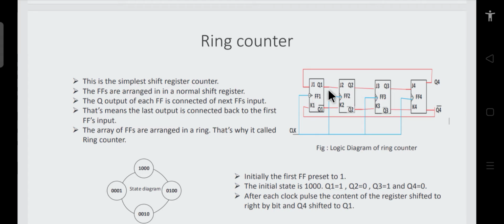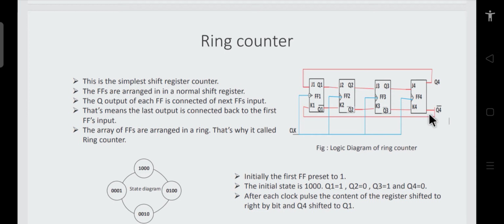The output of the first flip-flop goes to the input of the second, the output of the second becomes the input of the third, and the output of the third flip-flop becomes the input for the fourth flip-flop. The only change we make is that the output of the fourth flip-flop is fed back and becomes the input to the first flip-flop.